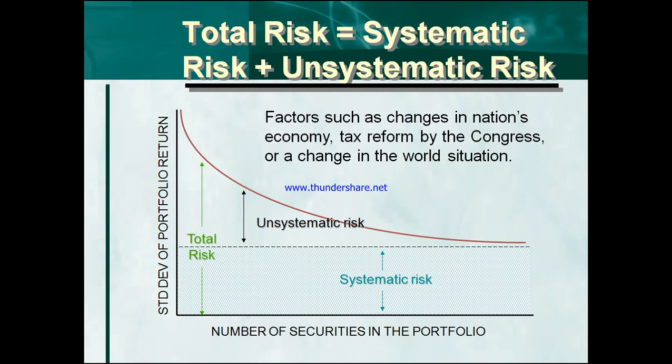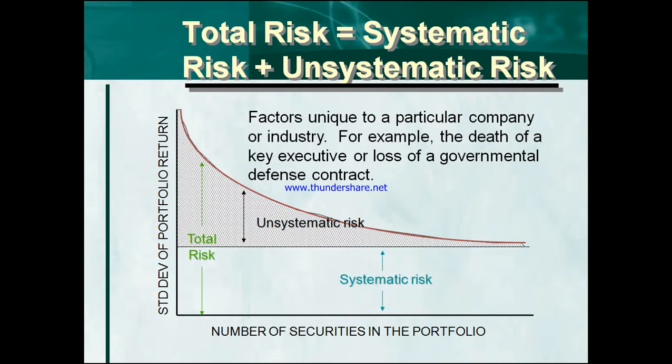Look at this one. Here this graph is unsystematic risk, and this one is the systematic risk. When we take all this together, the total risk is the sum of unsystematic and systematic risk. It is the sum of both. We can add them and get the total risk of our company.